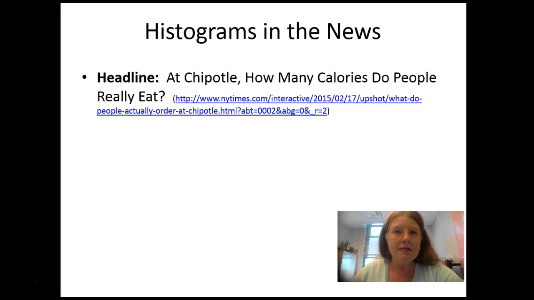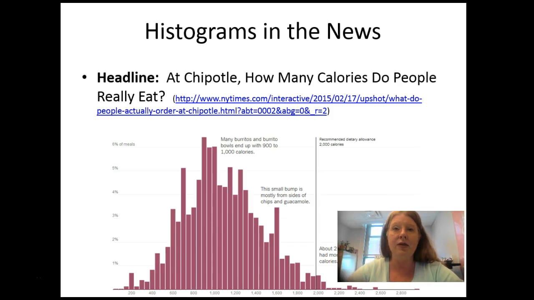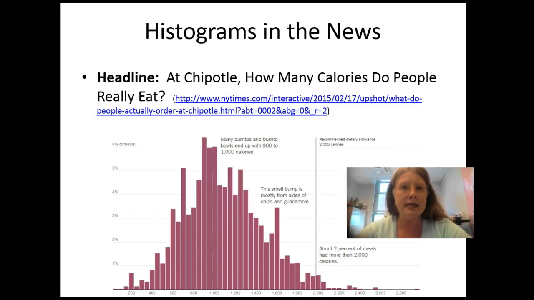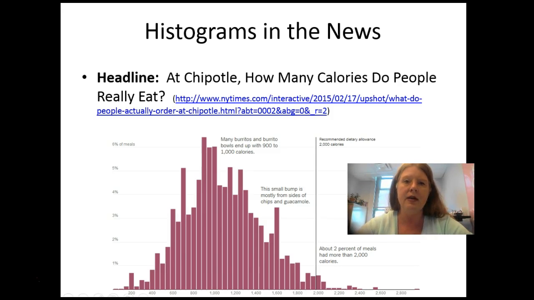But I really loved this news story because they showed a histogram. So you don't often see histograms in newspapers. This was in the New York Times. So you can see that the calories in a single meal at Chipotle are pretty high up there. You're getting almost all of your daily calories in just maybe one burrito from Chipotle. But let's say we wanted to describe this distribution. What are some things that we could say?